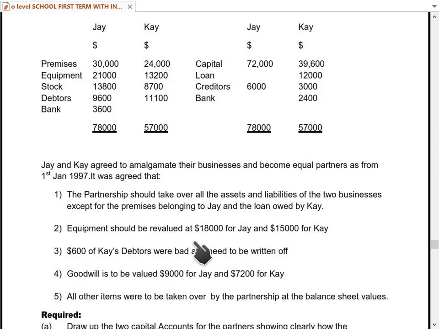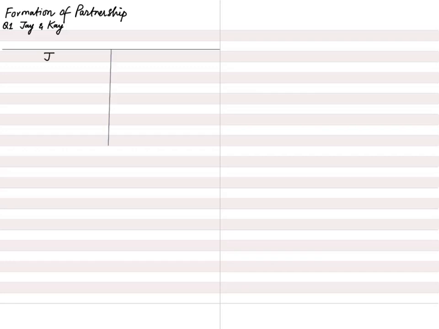Then there is the goodwill. I will discuss goodwill in the near future. Then we have all other items to be taken over by the partnership at their balance sheet value. Now, student, let us start making the capital account for this question. I'm making a capital account for you. There are two columns for two partners. If there are three partners, we need to make three columns on both sides. This left-hand side is the debit side and the right-hand side is the credit side.